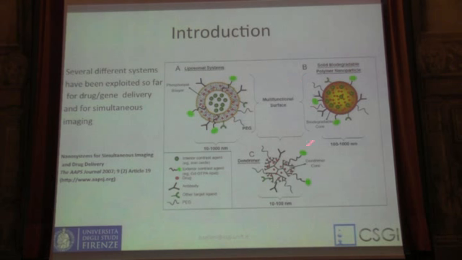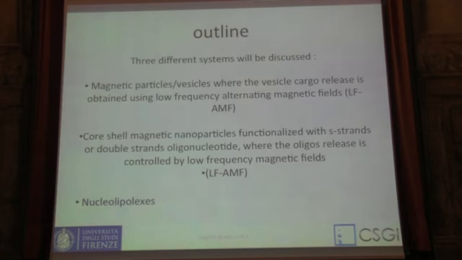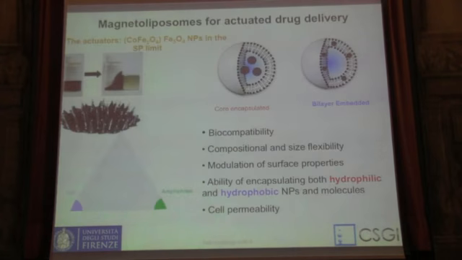The others are very similar, but they work with different physics in a certain sense: biodegradable polymer nanoparticles or responsive polymers, like what we saw this morning. Another option is dendrimers, which are containers in a certain sense. They are disordered systems. Of course, there are also gels, chemical gels, physical gels. There's a plethora of systems. But I'm going to talk about magnetic particles in vesicles, core-shell magnetic nanoparticles, and nucleolipoplexes. So let's start from the first system.